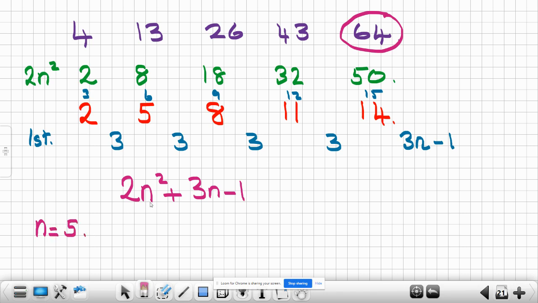So n is 5, n squared is 25, doubled up is 50. n is 5, 3 5s are 15. And then we subtract 1. 50 plus 15 is 65, minus 1 is 64. So that's good. And that is quadratic sequences.